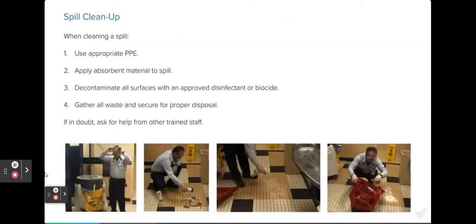Even minor contact with blood or simple spill cleanups can create a situation where exposure can occur. It is imperative to address all blood and body fluid spills seriously. When handling these situations, remember these simple steps. Step 1. Always use disposable gloves and other appropriate PPE. Step 2. Use an absorbent material or disposable towel to help clean up the spill and help lower the risk of exposure to others. Step 3. Decontaminate all surfaces with an approved disinfectant or biocide. Step 4. Gather all waste and secure for proper disposal. If in doubt, ask for help from other trained staff.